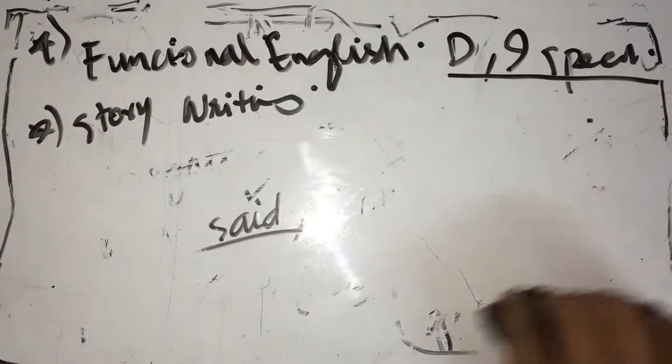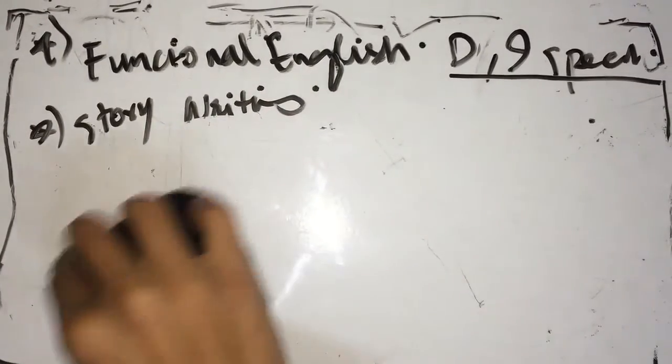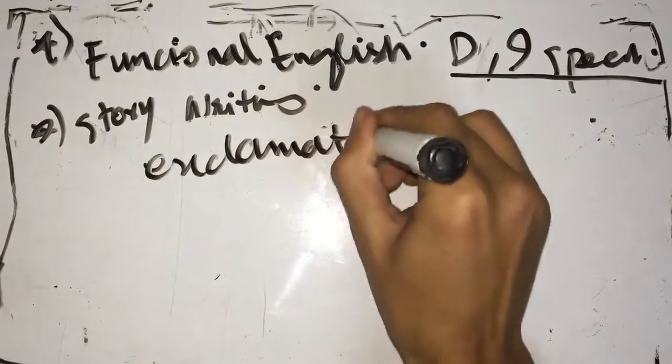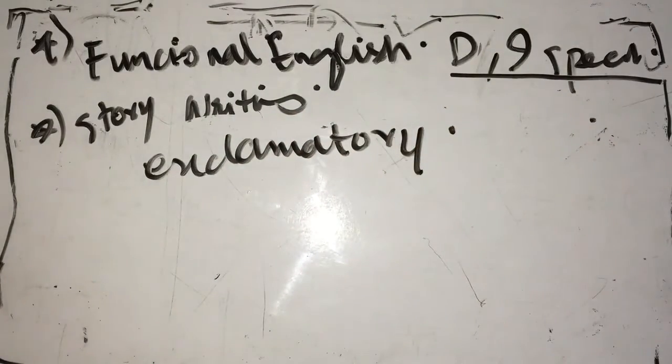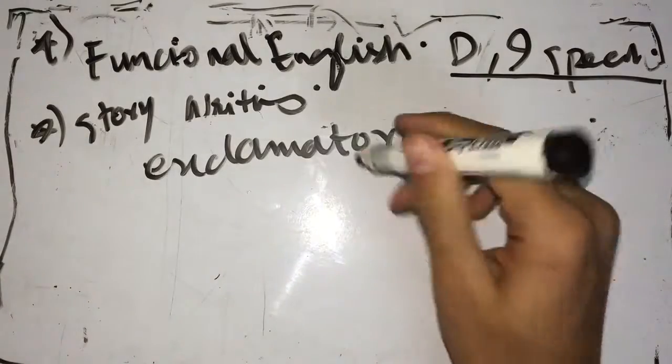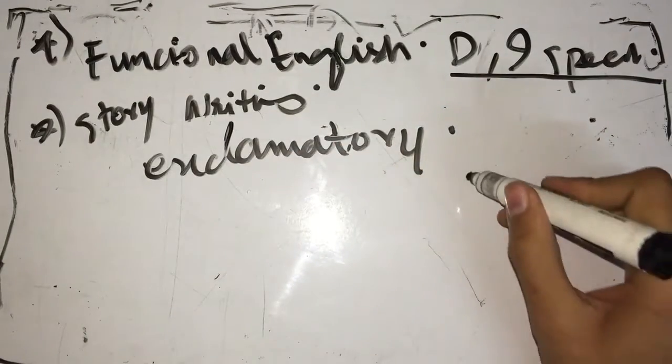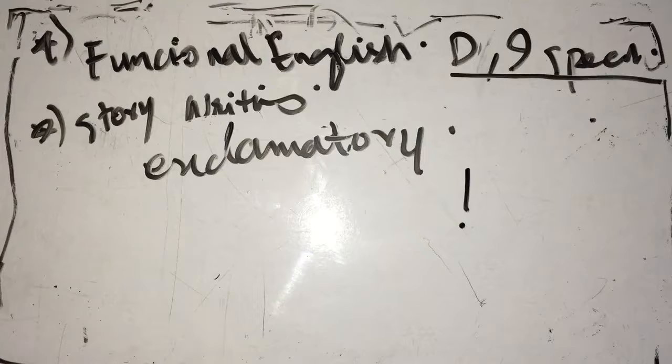Next, we have exclamatory sentences. Exclamatory sentences are sentences which express an emotion, a sudden emotion, a sudden feeling in a sentence. These statements also embellish your writing piece, and they also add emotions to your sentence. And at the end of an exclamatory sentence, you put an exclamation mark, which identifies that this sentence is an exclamatory sentence.